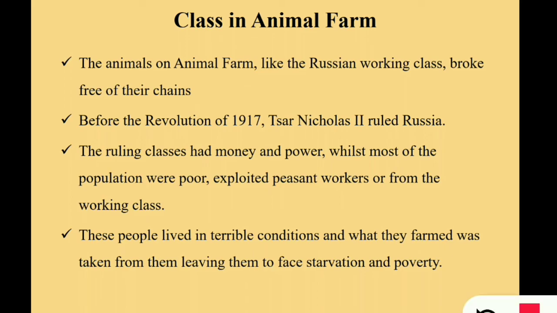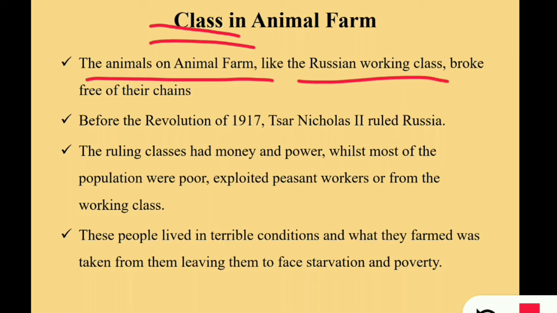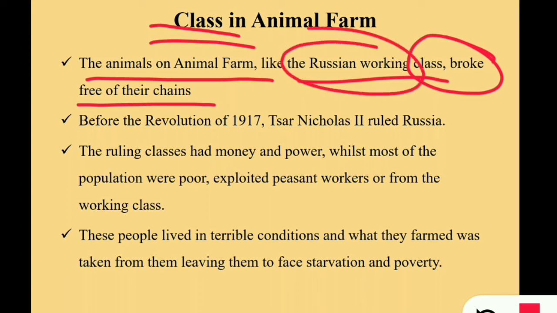Class in Animal Farm. The animals on Animal Farm, like the Russian working class, broke free of their chains. Now here, they wanted freedom. Okay, Russian workers wanted freedom. Before the revolution of 1917, Tsar Nicholas II ruled Russia.